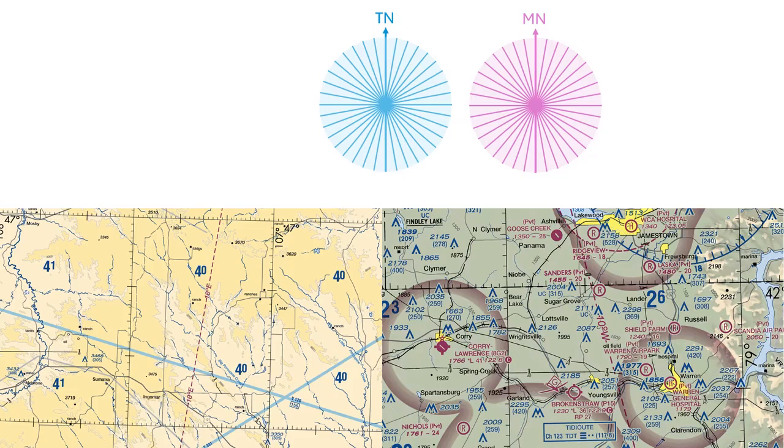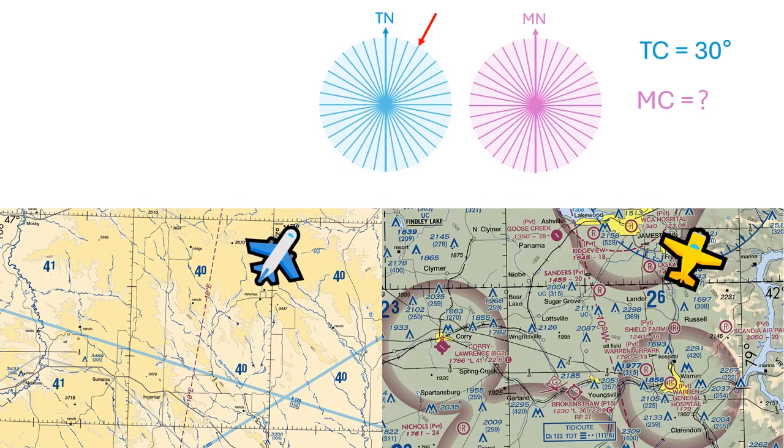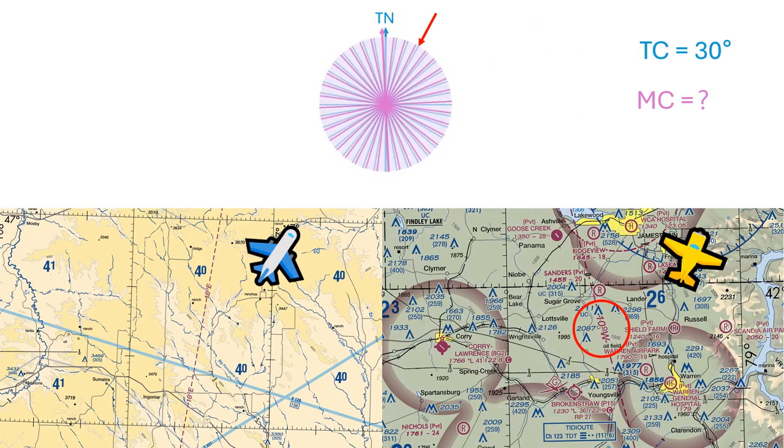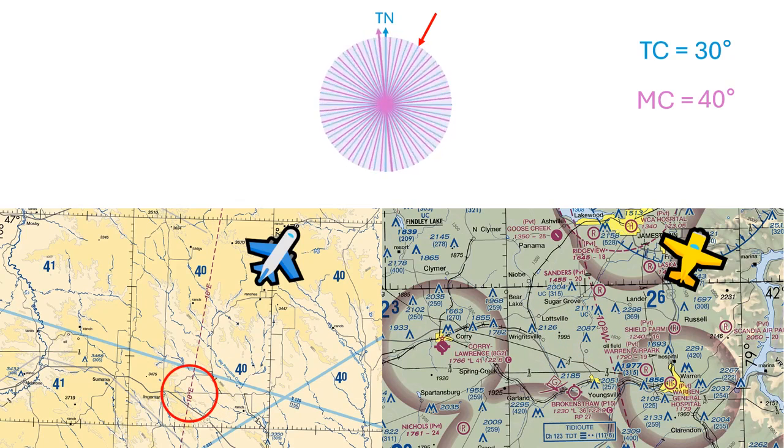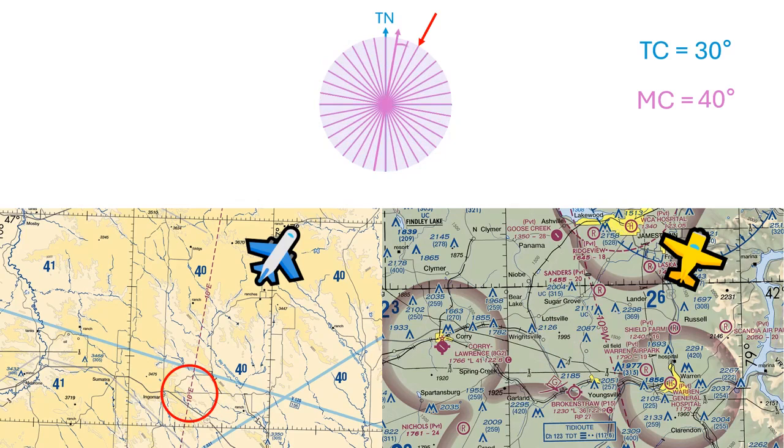Let's see how to determine the magnetic course with 2 examples. Imagine 2 airplanes both flying a true course of 30 degrees, one in an area with a variation of 10 degrees east and the other with 10 degrees west. We can visually determine the magnetic course using 2 compass roses, one pointing to true north and the other to magnetic north. With a variation of 10 degrees west, the magnetic north is 10 degrees to the west of the geographic North Pole. So, a true course of 30 degrees equals a magnetic course of 40 degrees. On the other hand, with a variation of 10 degrees east, the magnetic north is 10 degrees to the east of true north, resulting in a magnetic course of 20 degrees.